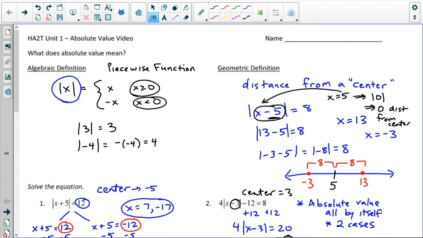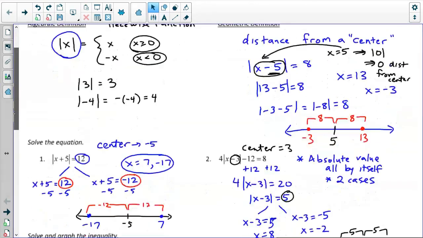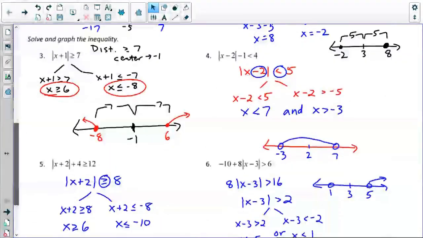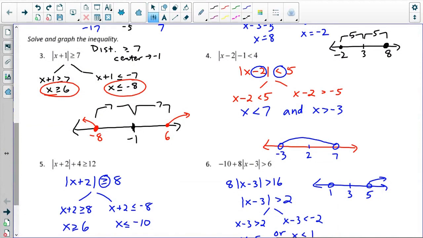Last thing before I move to graphs, we're going to talk about how to write all of these problems and answer them in interval notation. So, problems 1 and 2, you can just write like we did. Problem 3, I'm going to write this in interval notation, and I'll write all of my interval notation solutions in green. So that would be -infinity to -8 with a bracket, and then I'm going to put a U on the inside, so that means union 6 to infinity.